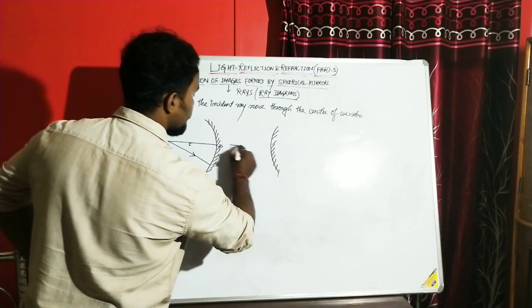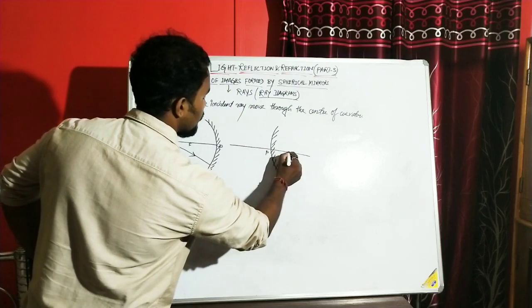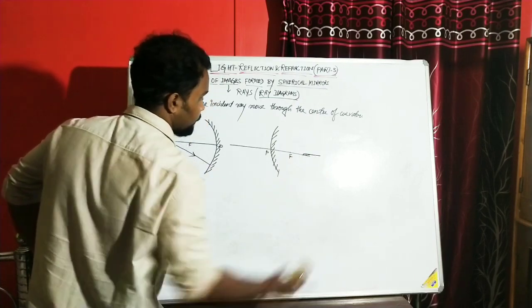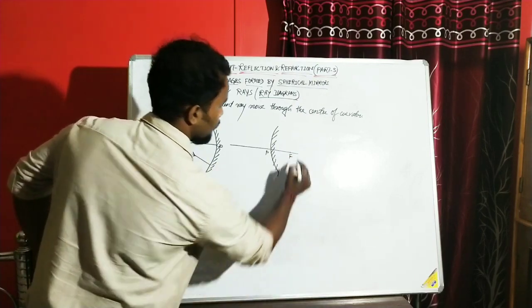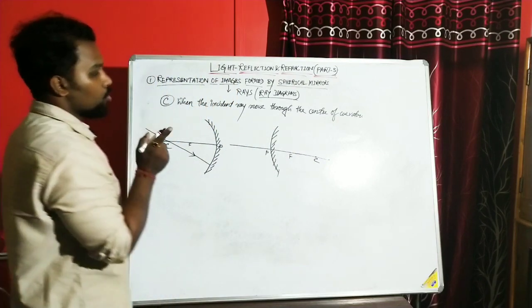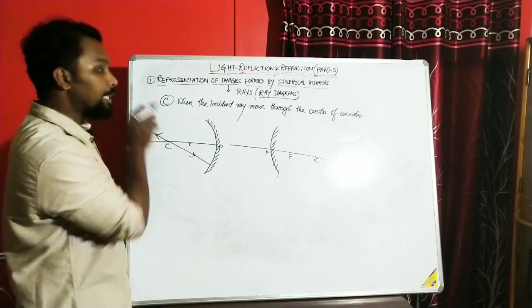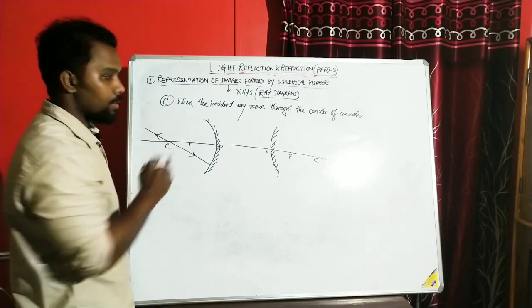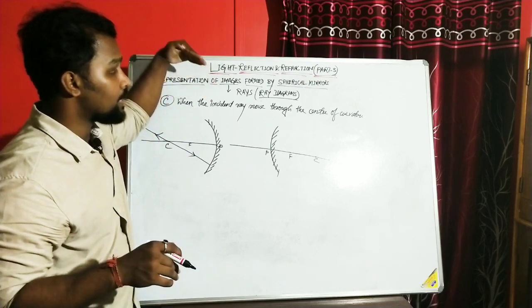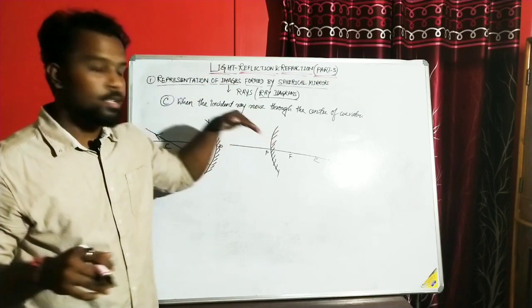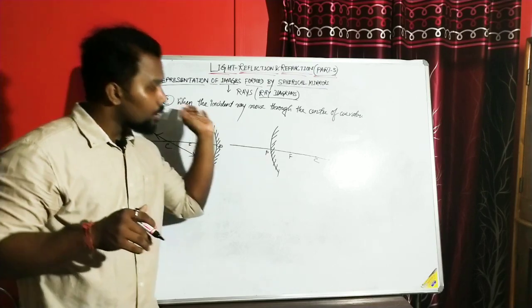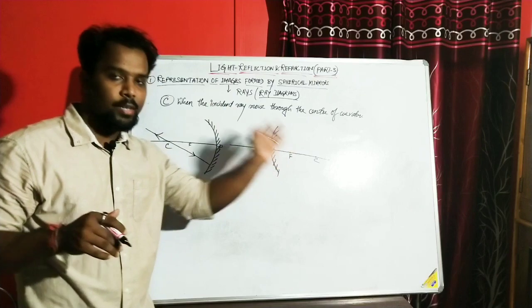Now we will see what will happen in case of the convex mirror. Simple thing is going to happen. This is the pole, this is the focus, sorry, this is the center. We have to draw a line which is directed towards the center. Like the last case, that incident ray is directed towards the focus. Now you have to draw a line which will look like that. That ray will be directed towards the center.